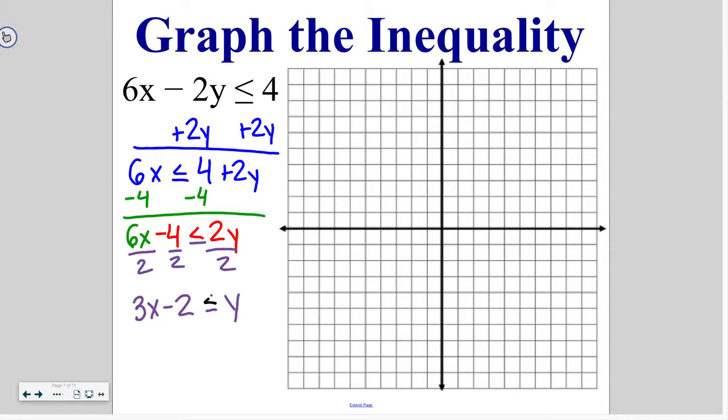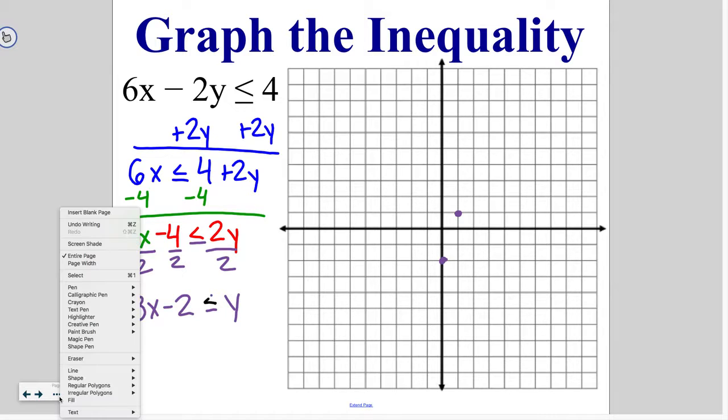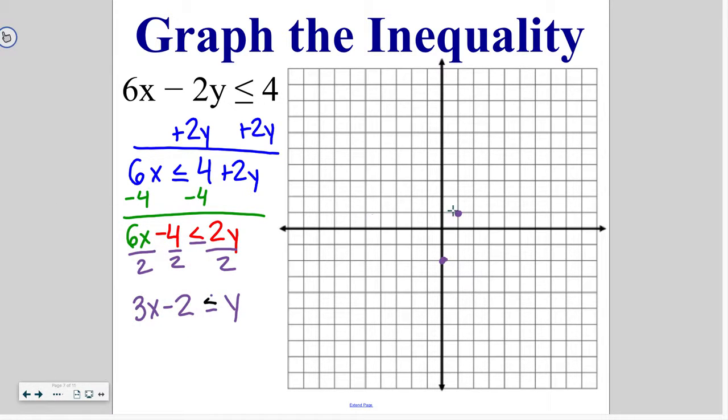So now when we come to our graph, we're starting at negative 2. We're going to go up 3 and over 1. Because we have the equal to part, we are going to go back to a solid line when we graph. And all the way through the entirety of the graph, putting our arrows on the end to show that it is a line.